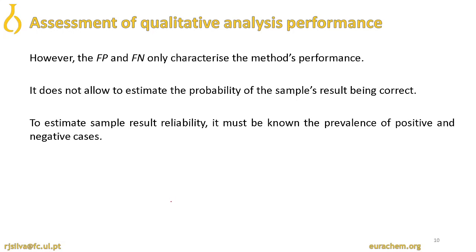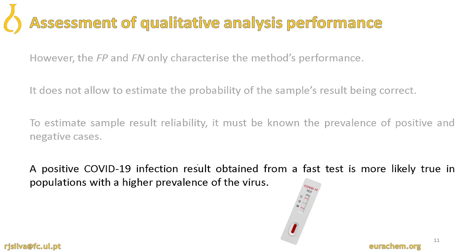You need to know something more about the population, the prevalence. You need to know how many positive cases and negative cases are in the population from where you take the item to be tested. So you must have that prevalence. The prevalence is relevant to close the gap of information that you need to get to that result.